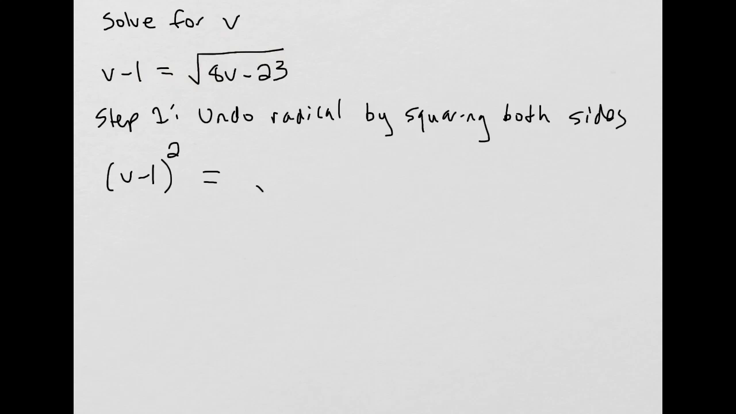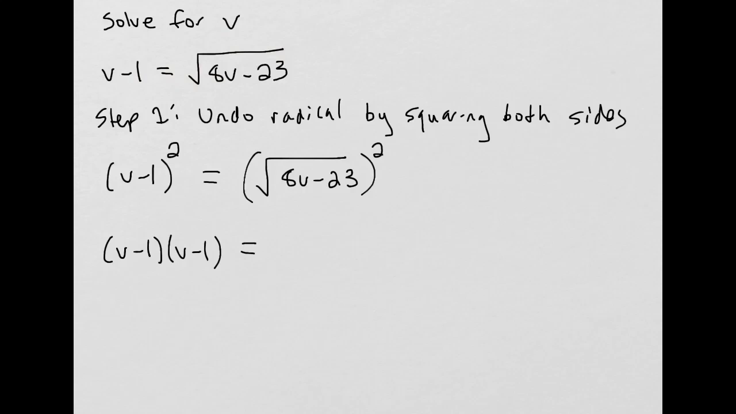On the other side, I have the square root of 8v minus 23, and I'm squaring that entire square root. Well, on the left-hand side, v minus 1 squared, I need to be careful with how I handle that. So I need to multiply that out. v minus 1 squared is just v minus 1 times v minus 1. On the right-hand side, because all of this is under the square root, the square root and the square are going to undo each other. So all that's left is just 8v minus 23.